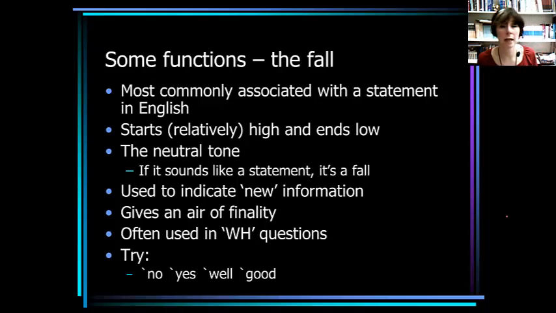It's used to indicate new information. It gives an air of finality. I've got to the end of what I'm saying. And it's often used in WH questions, questions that start with where, which, what, why, those sorts of questions. Okay, so I'm going to say these and I'd like you to say them after me.